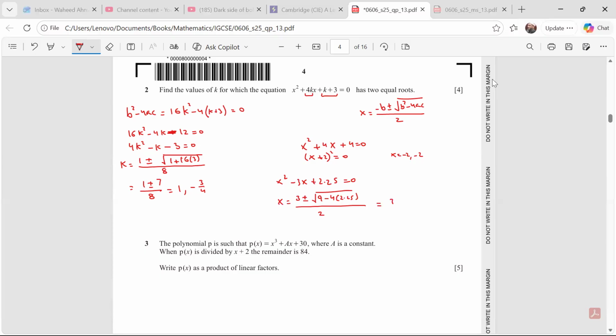And I have (3 + 0)/2 as one root, and the second root is (3 - 0)/2. So basically, both roots are the same. Okay, so it proves that for these two values of k, this equation will have equal roots.